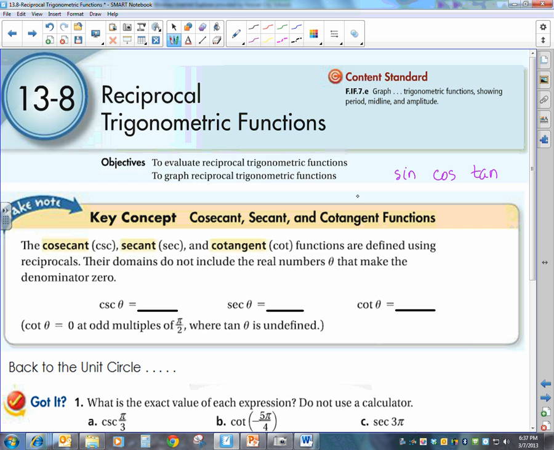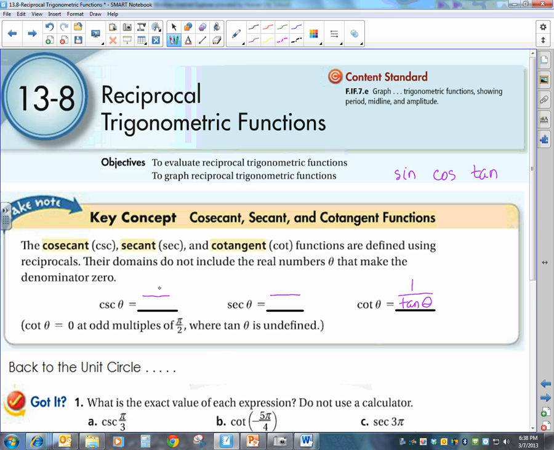So to start off with, hopefully you can see that the cotangent is going to go with the tangent. This is how they're abbreviated. We have the cosecant is CSC, secant is SEC, cotangent is COT. We say the cotangent of theta is equal to 1 over the tangent of theta. That is its definition. Now we have what's left. We have the sine and the cosine.